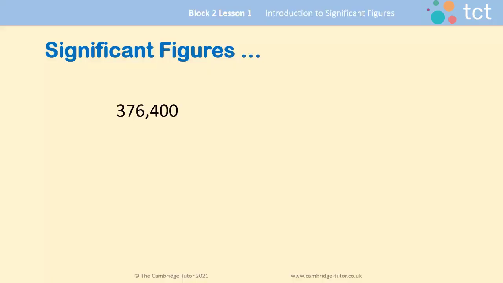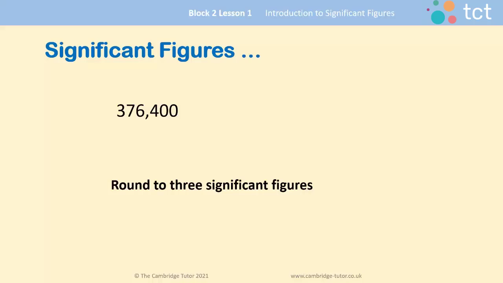Just very quickly reviewing significant figures. You need to know these when you're doing standard form. We have 376,400 and we've been asked to round it to 3 significant figures.